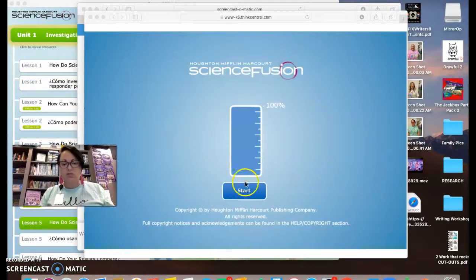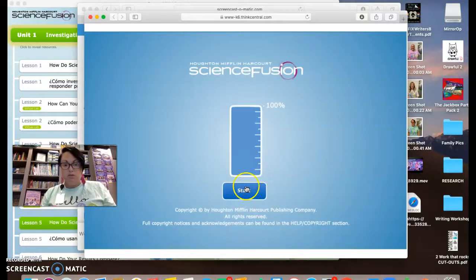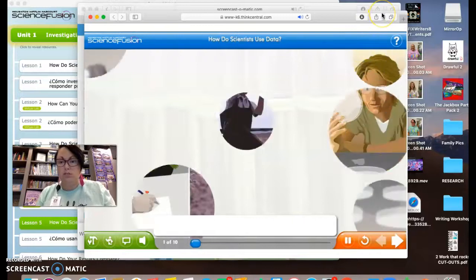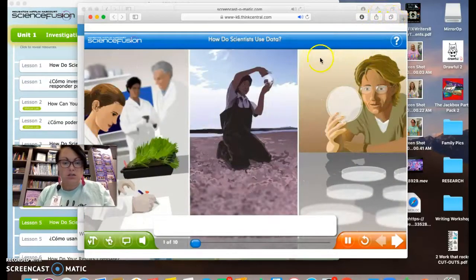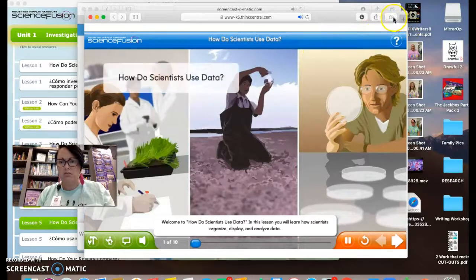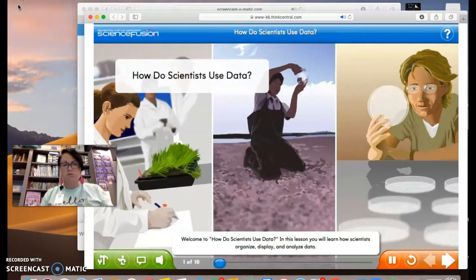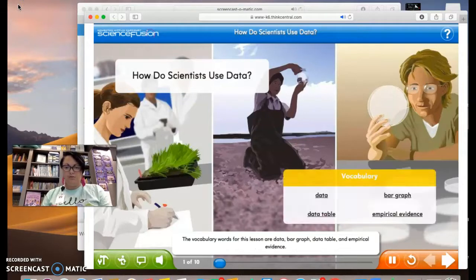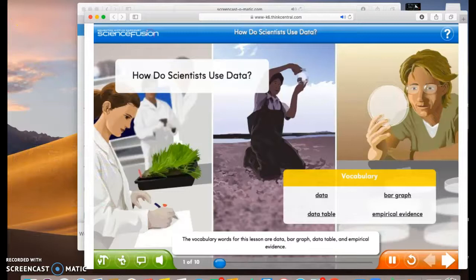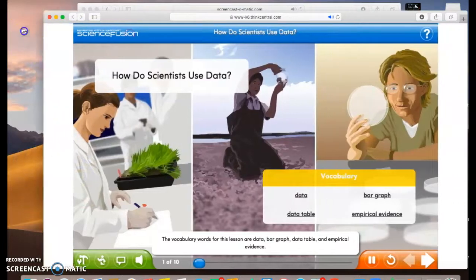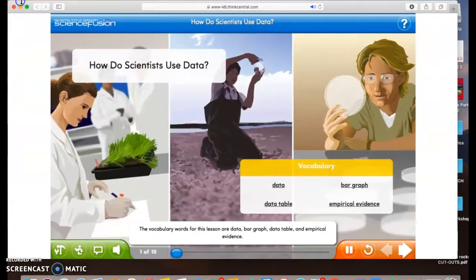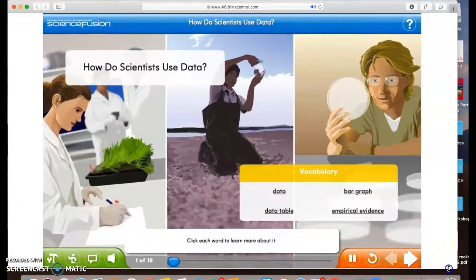So I'm going to press start. This is the same lesson I would be showing up on the big whiteboard for students who are in person. So, making it big. Welcome to How Do Scientists Use Data? In this lesson, you will learn how scientists organize, display, and analyze data. The vocabulary words for this lesson are data, bar graph, data table, and empirical evidence. Click each word to learn more about it.